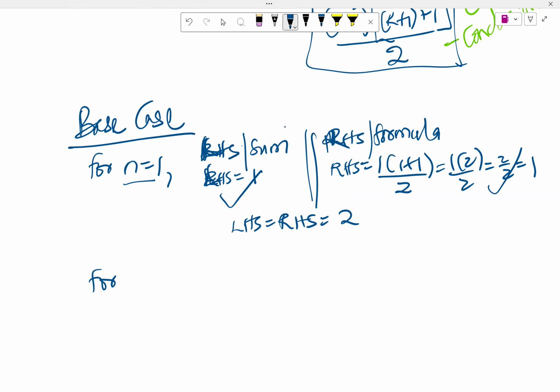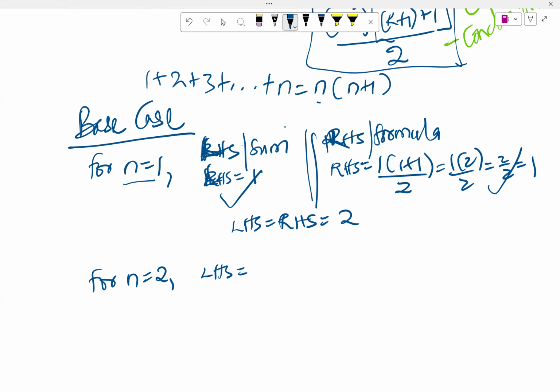For n equals 2, this is extra, it's not necessary. Once it is true for n equals 1, you're fine. But I just like to do this to establish what we are doing. So the left-hand side again is 1 plus 2 plus 3 plus all that up to n, which equals n into n plus 1 all over 2. Now n equals 2, which means you add up the first two numbers. So you have 1 plus 2, and that is equal to 3.